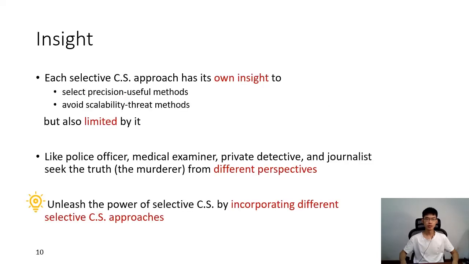Our key insight is that each selective CS approach has its own insights to select precision-useful methods and avoid scalability threat methods, but is also limited by them. This is like in a murder case. Police officer, medical examiner, private detective, and journalist are seeking the truth. Each of them has their own perspective, but is also limited by it. But if they can collaborate, it will dramatically increase the chance to catch the murderer. Similarly, to unleash the power of selective CS, we propose to incorporate different selective CS approaches.